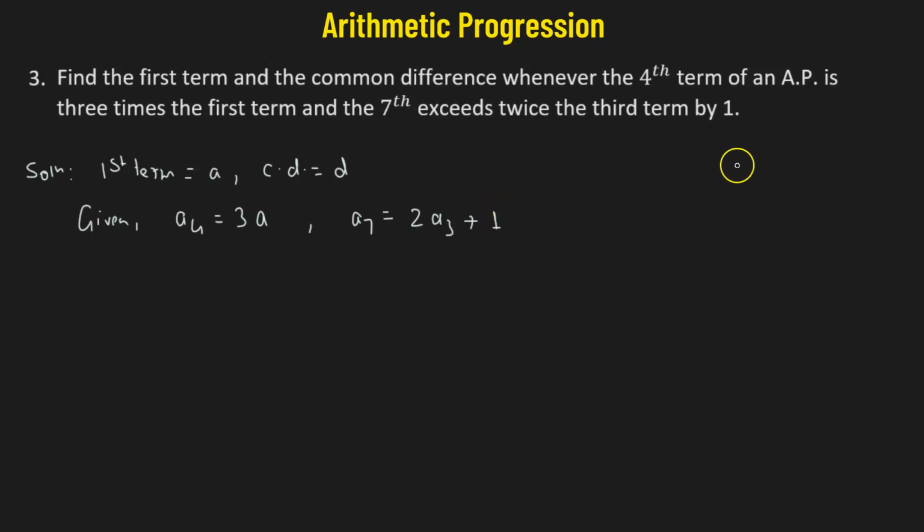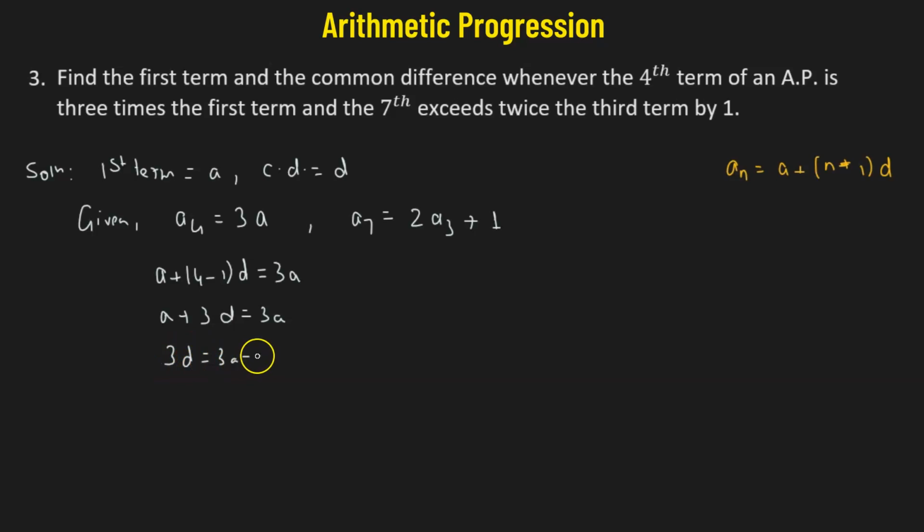Now we will use the general term equation, which is given by a plus (n minus 1) times d. So that means the fourth term will be a plus (4 minus 1) times d. So this will be equal to 3a. So we have a plus 3d equals 3a, or simply 3d equals 3a minus a. 3d equals 2a, and solving for a, we have a equals 3 over 2 d. We will label this as number 1.